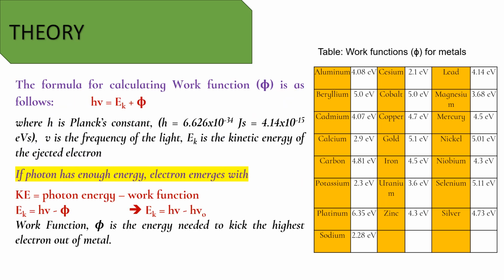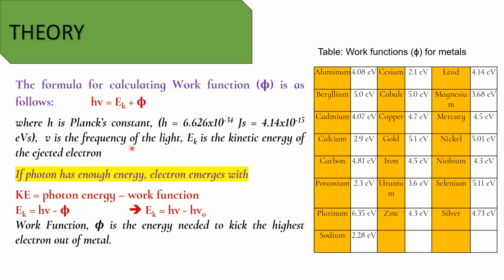Okay, let's look at some mathematics. The work function is related with this equation. Remember, this HV is also referred to as E, the Planck energy. E is equal to HV, and it can be written as EK plus phi, that is the kinetic energy plus the work function. I've defined all this earlier. So our Planck constant has a value of 6.626 times 10 raised to minus 34 joule seconds, and is the same thing as 4.14 times 10 raised to minus 15 electron volt seconds.